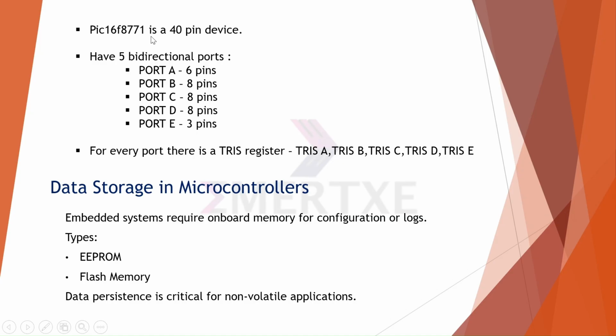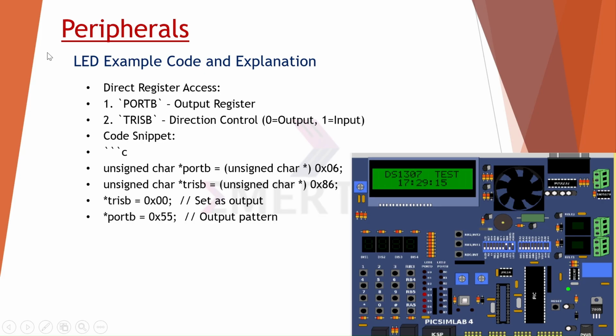The PIC16F877A is a 40-pin device. It has 5 bidirectional ports. Port A has 6 pins, port B has 8 pins, port C has 8 pins, port D also has 8 pins, and port E has 3 pins. For every port there is a tri-state register: TRISA, TRISB, TRISC, TRISD, TRISE. Data storage in a microcontroller: an embedded system requires onboard memory for configuration, such as EEPROM and flash memory. Data persistence is critical for non-volatile applications. Now we have some peripherals which are required in our project.